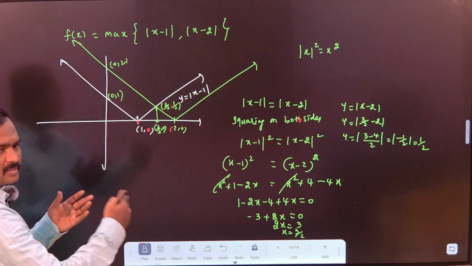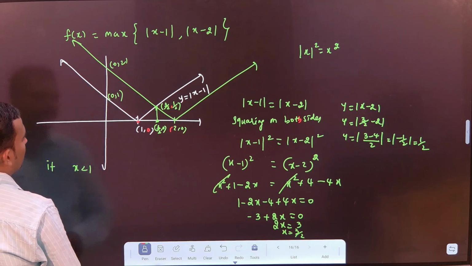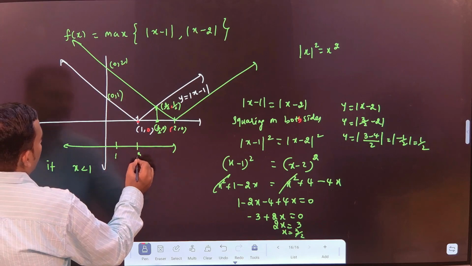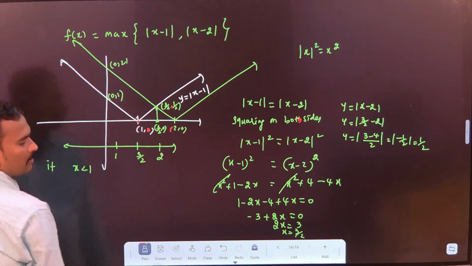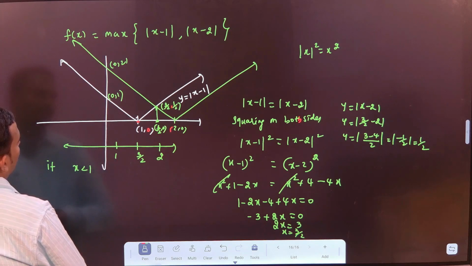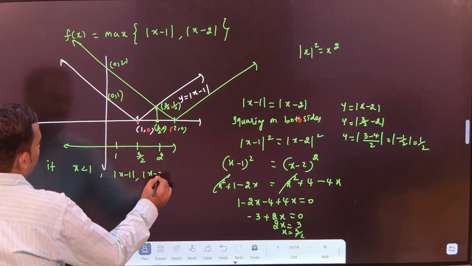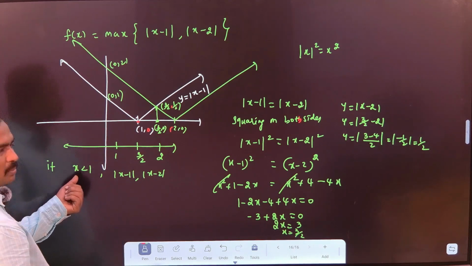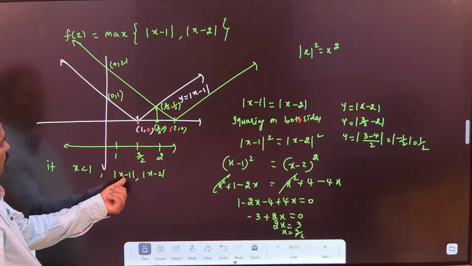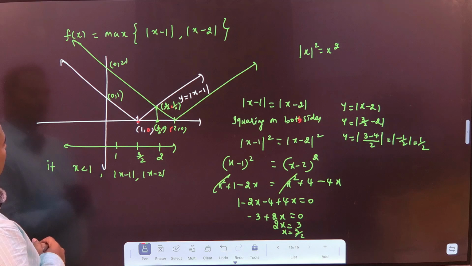You have to divide this interval. If x is less than 1, your breaking points are what? 1, 3 by 2 and 2. These are the breaking points. If x is less than 1, which is the maximum of these? You can see there are two functions, mod x minus 1 and mod x minus 2. If I take less than 1, let us take 2. 2 minus 1 is 1, so 2 minus 2 is 0, which is the maximum here?